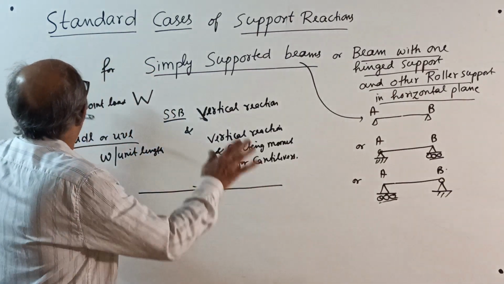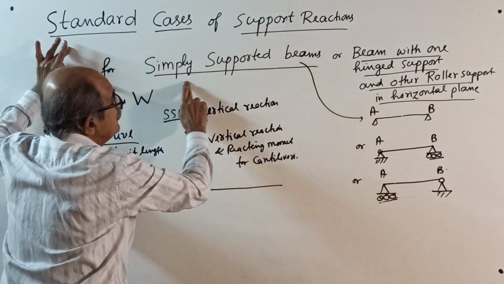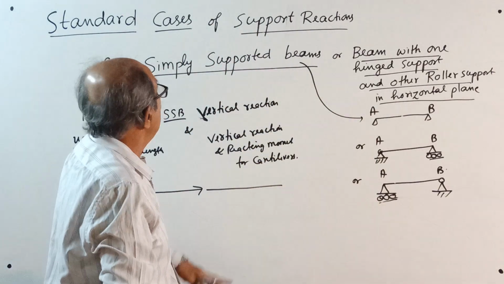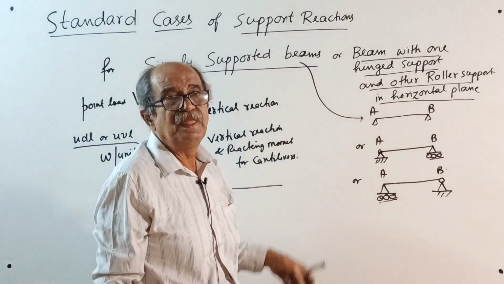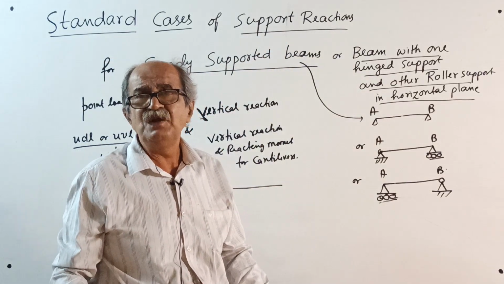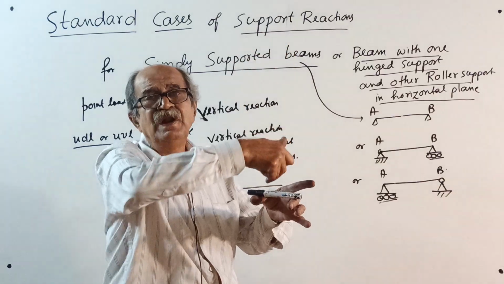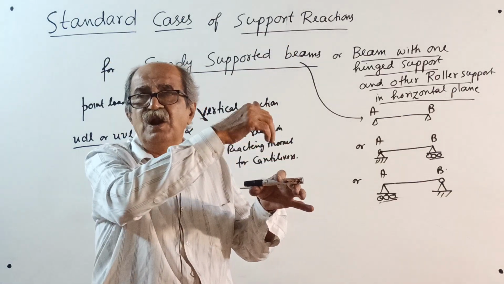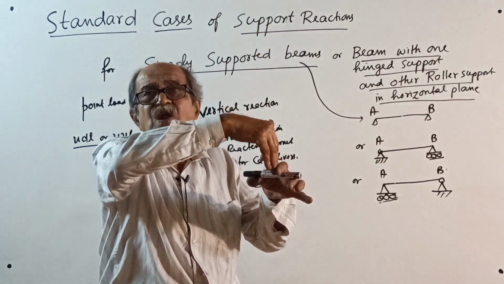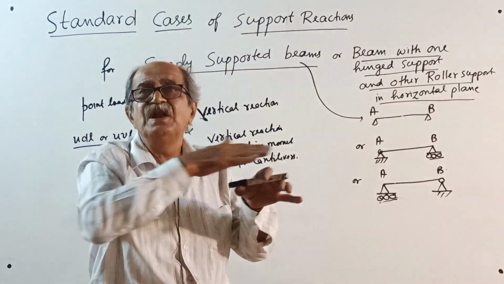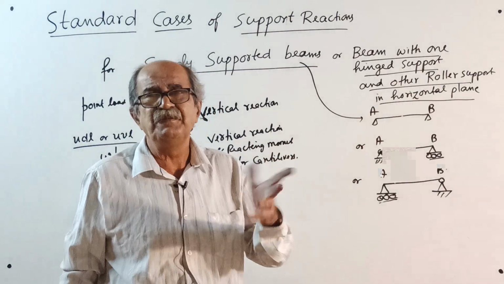Now, remember, I won't write again and again 'standard cases'. First simply supported beam. When I complete, I will write once again, standard cases of support reactions for cantilevers. There also, horizontal reaction we are not bothered about. But one more thing: if an inclined load is given, you have to resolve it into horizontal and vertical load. For vertical reaction, you consider the vertical load. Horizontal load will create axial force. It will not create shear force or bending moment. That we will discuss in SFD and BMD.